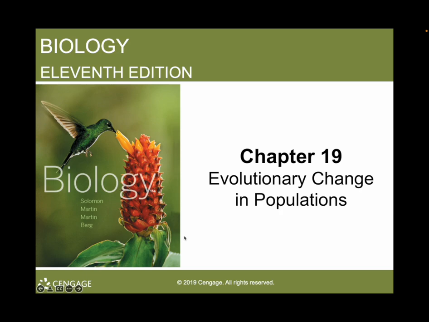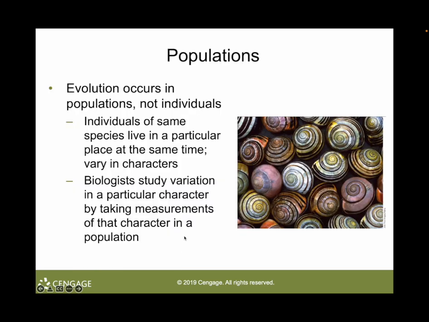We're now in chapter 19. This is evolutionary change in populations. Each population possesses a gene pool. So keep in mind that, again, evolution occurs in populations, not individuals. You do not evolve. I do not evolve. Individuals are not where evolution occurs. It is only at the population level.